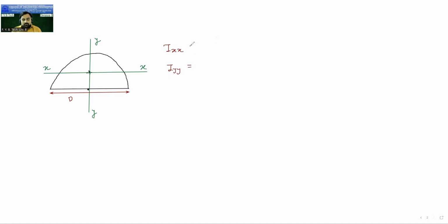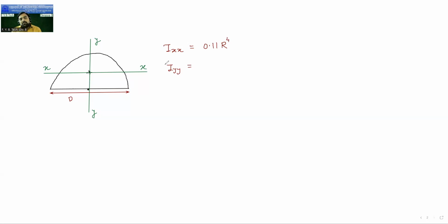Okay. So here you remember one thing, the axis which is parallel to base. Look carefully here now. This is the x axis, and it is parallel to the base. So listen to my statement carefully. The axis which is parallel to base, its moment of inertia is 0.11 r raised to 4. Whose? The axis which is parallel to base.